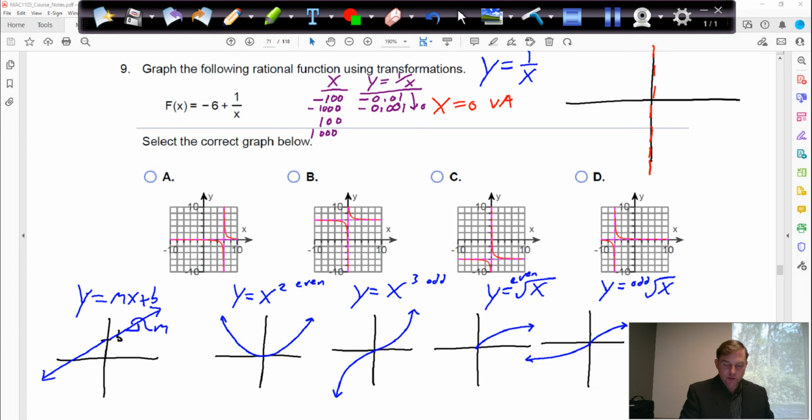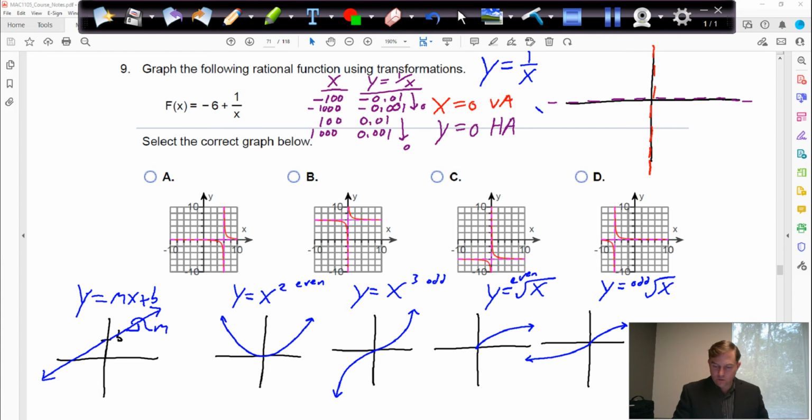Pick positive numbers, you get positive 0.01 and positive 0.001. These are also approaching 0. So this will have a horizontal asymptote at the line y equal to 0. So there's also a horizontal asymptote right on the x-axis. So it's kind of interesting, this graph. It can't touch the x-axis and it can't touch the y-axis. So it looks like this.